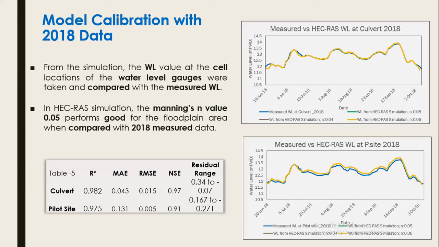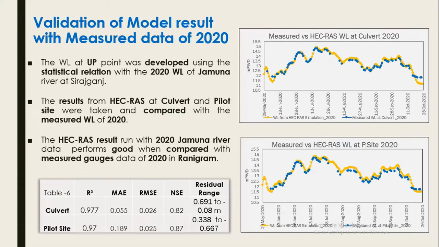And here it shows that the model was calibrated with 2018 data. From the simulation, the water level data at the cell locations of the water level gauges were taken and compared with the measured water level for 2018 at the culvert and pilot site, which shows a good result.